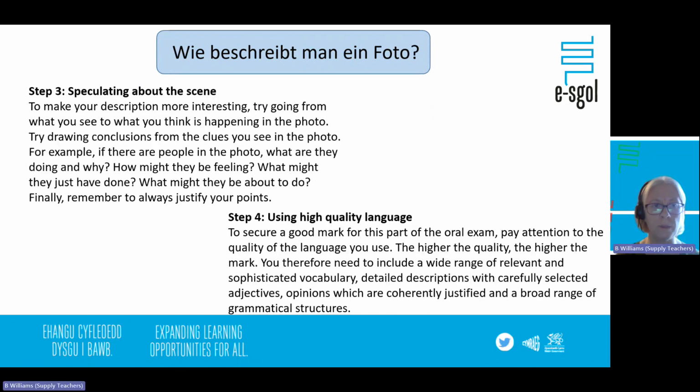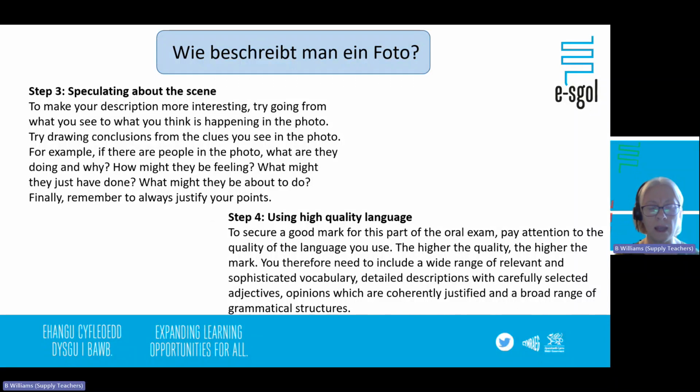Step three then would be to speculate about the scene as well. So try going from maybe what you can see to what you think is happening. So what kind of people are there and what do you think they're doing? So we're using verbs here more. So try drawing conclusions from any clues that there are in the photo.